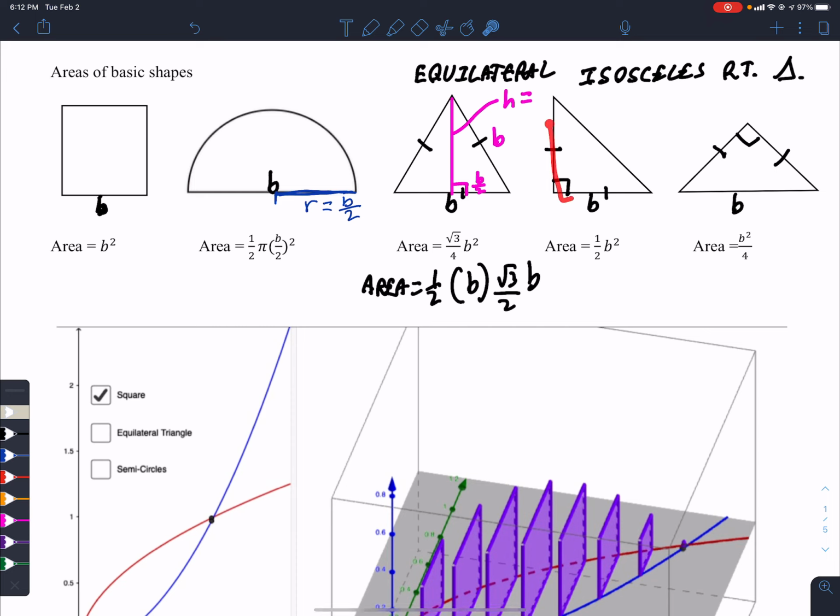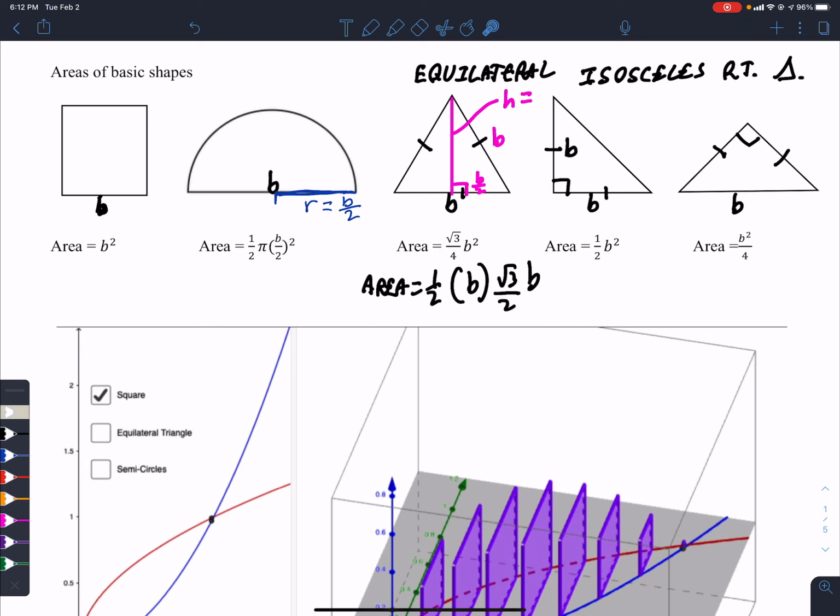So looking at this one here, well, this one's pretty easy. Since it's isosceles, these two have the same length. If they have the same length, the area is 1/2 base times height, so 1/2 b squared, bam. So we're done with that, right?